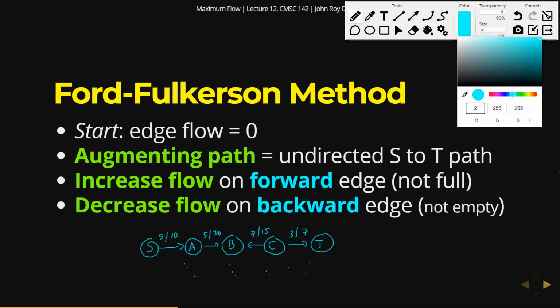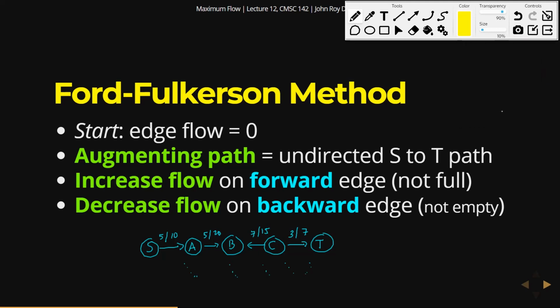So for these, what would be their remaining capacities? For this one, it's not 10, it's supposed to be 5, because 5 out of 10, so you have a free 5. Here, the capacity is 15. Here, a capacity of 8. Here, a capacity of 4.